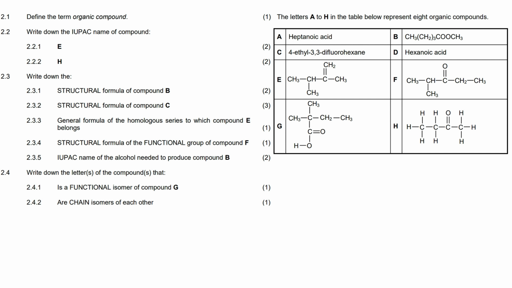Okay, so here they give us a table with a whole bunch of organic compounds. The first question says, define the term organic compound. We must understand that organic chemistry is built upon the foundation of carbon. So the answer is literally just compounds containing carbon. That's it. Now, write down the IUPAC name of compound E.